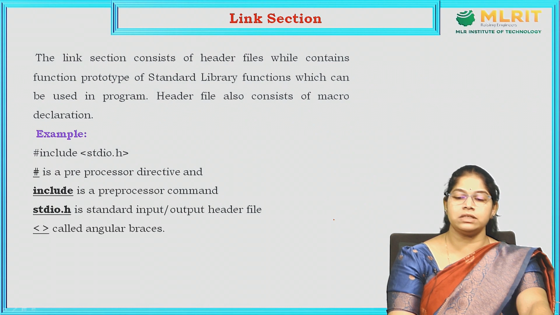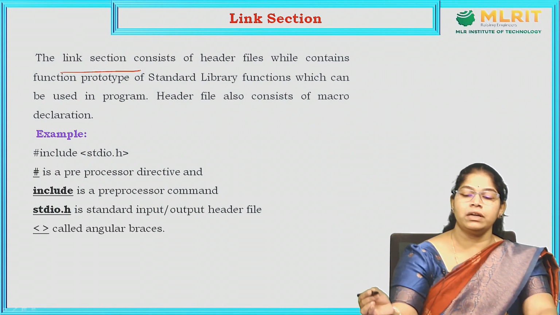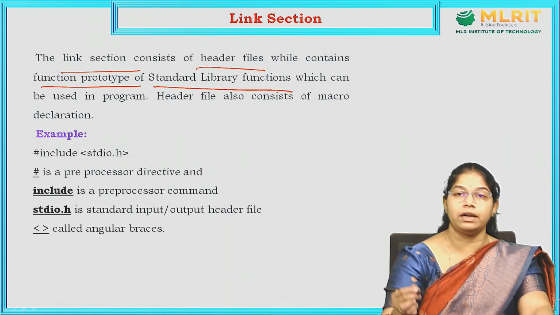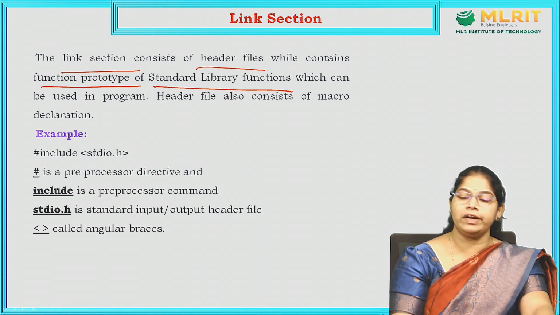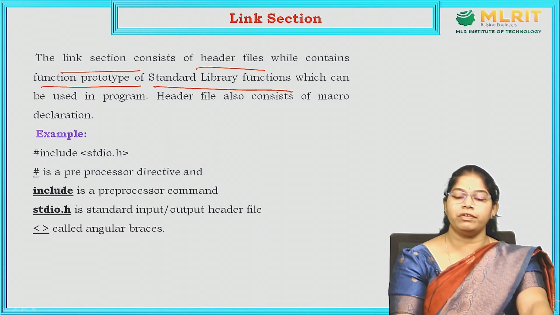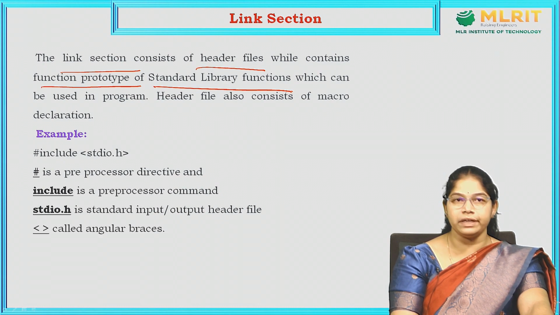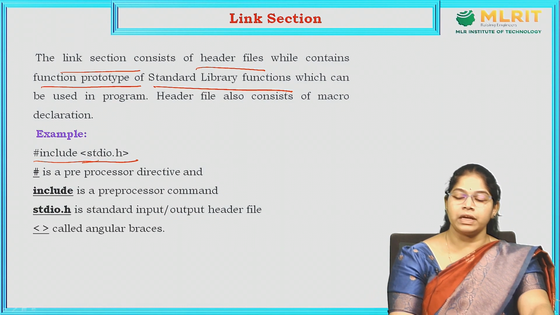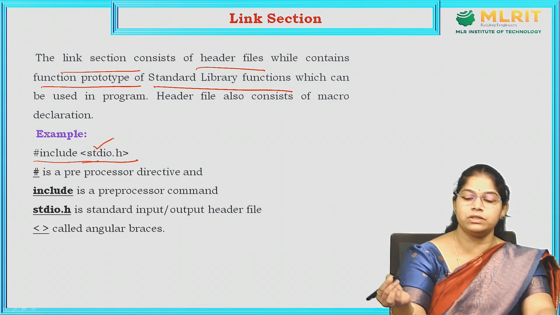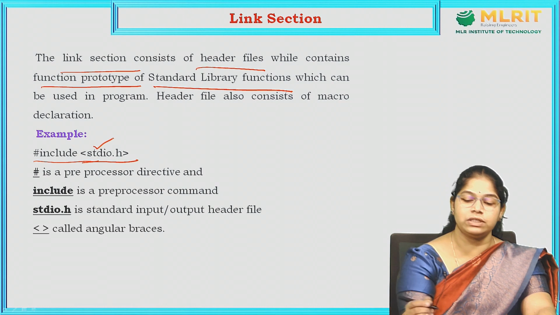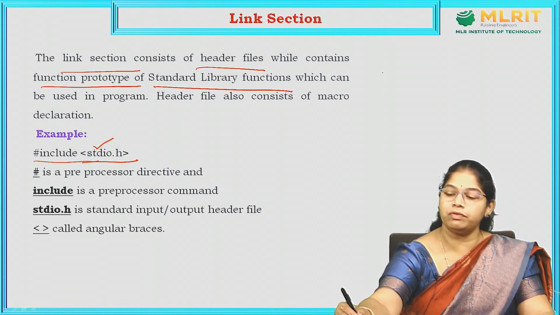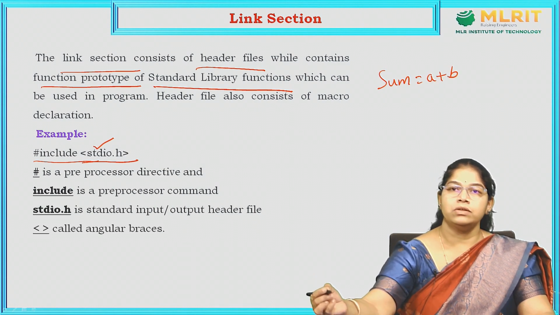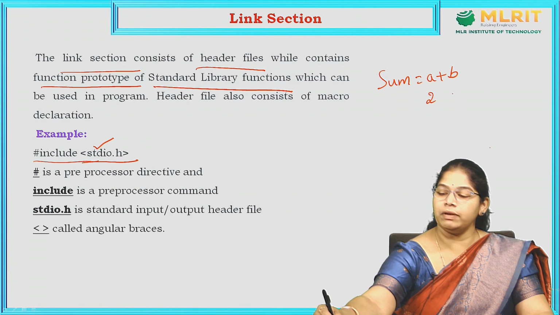Then coming to the next section, the second section is the link section. The link section consists of header files which contain function prototypes of standard library functions. That means the functions are already defined in the header file. Let us suppose here we have an example, hash include stdio.h, where stdio.h means standard input output, and h is the header file. Suppose I am performing the sum of two numbers: sum is equal to a plus b. Here I am giving a value as 2 and b value as 3.